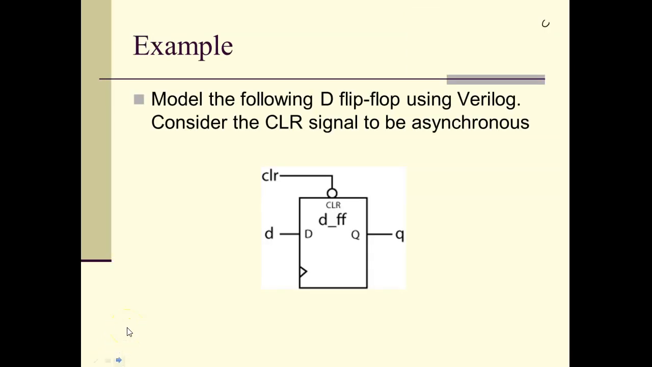So we're going to modify this D flip-flop to have an asynchronous clear signal. It's actually active low too, because of that bubble here. That means when the clear signal is asserted, it doesn't need to wait for the clock edge, and that's where the asynchronicity comes in on this one. So let's take a look at this solution.